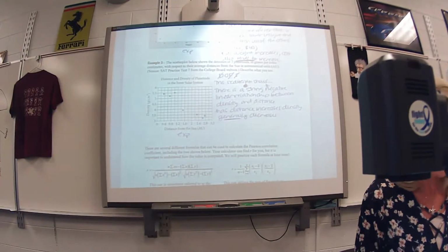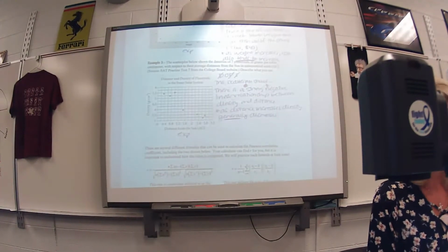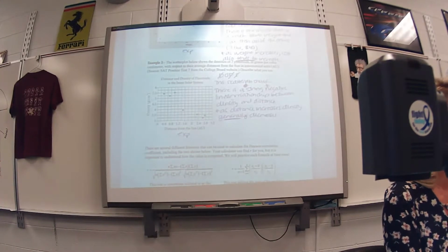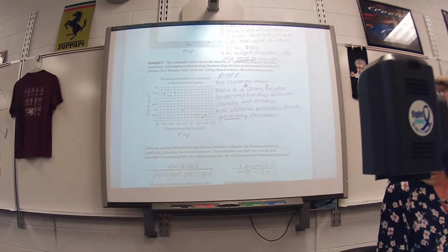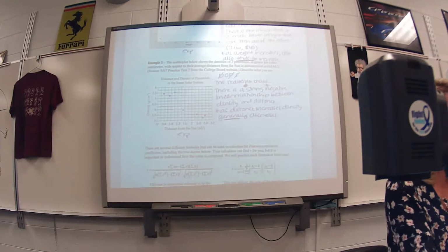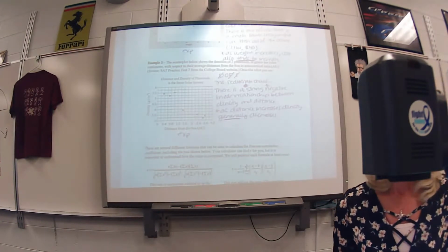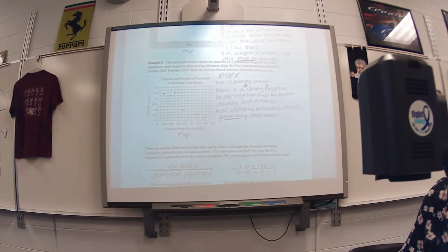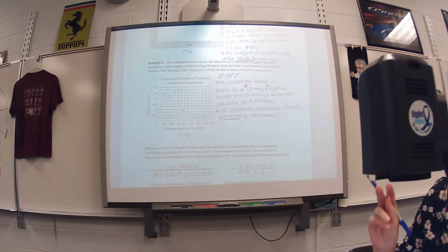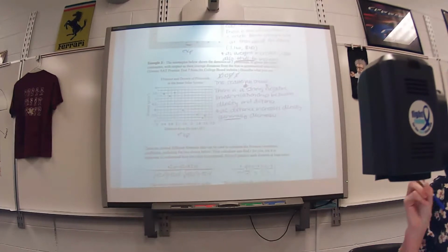Do not say as distance increases, density will decrease. Not all the points are doing that, okay? It's a general trend. You want to keep things vague. All right, would you address any sort of outliers, extreme values, unusual points?